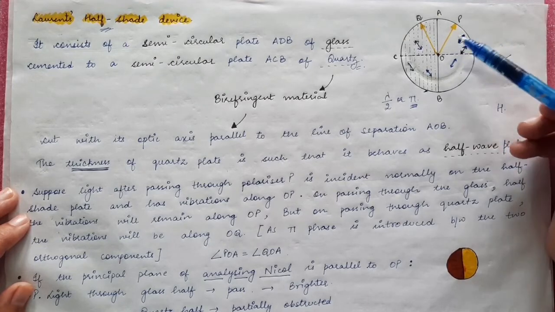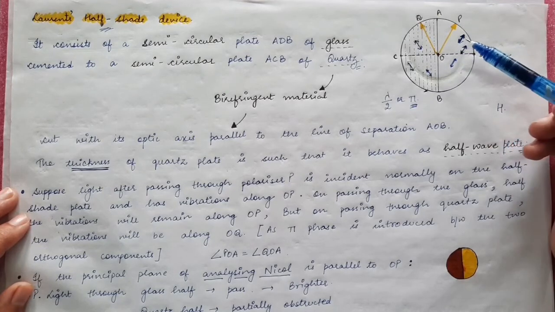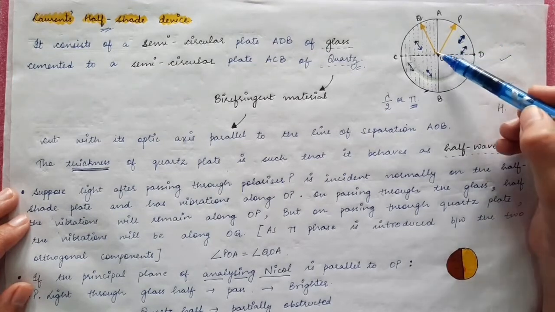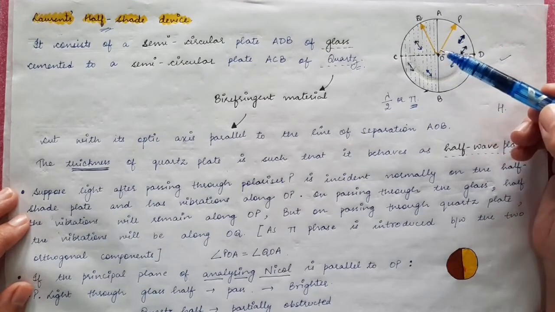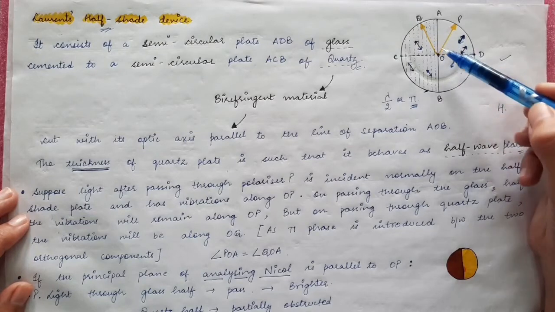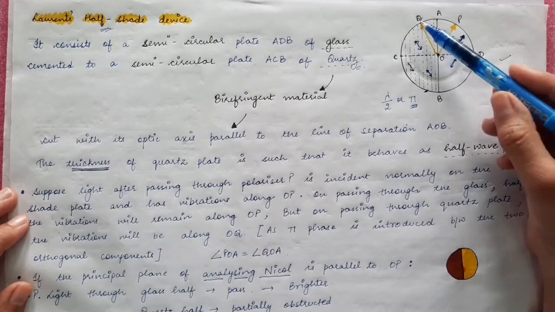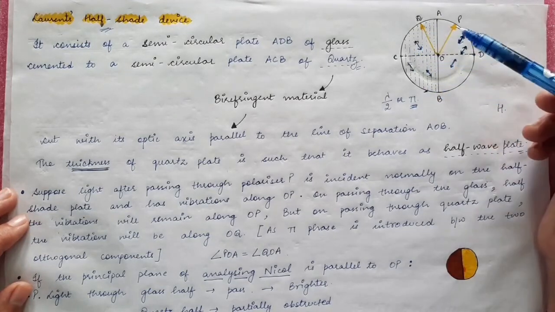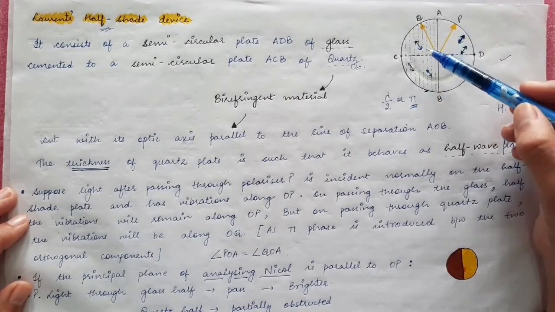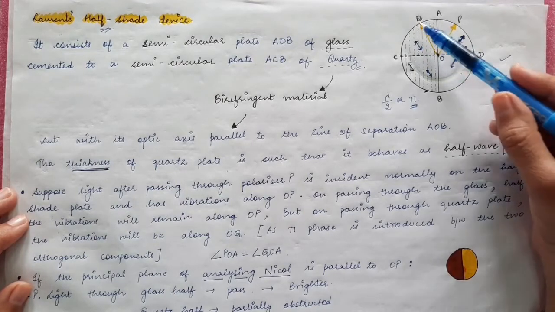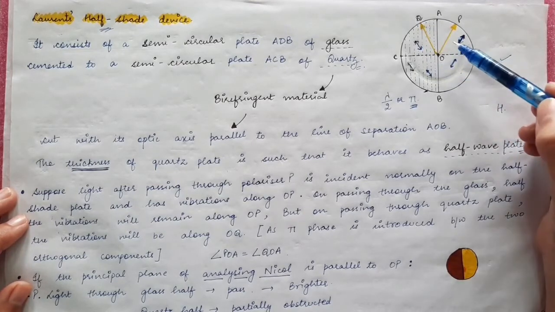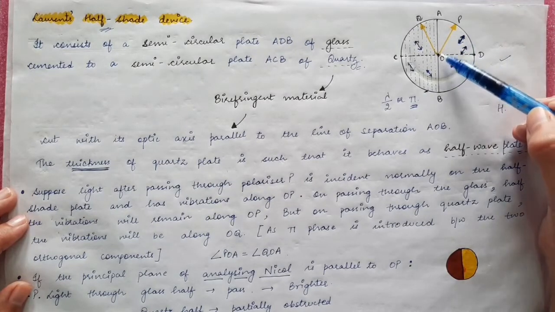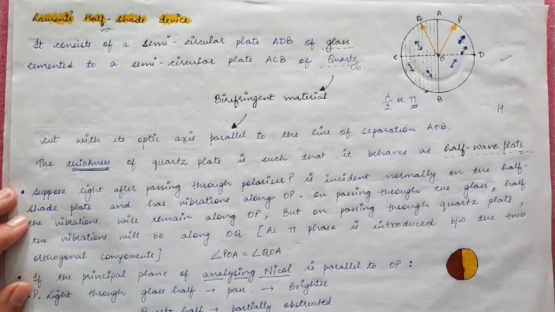So now we have two types of light rays. One is polarized in this direction, and another is the light which is coming out of the quartz wave plate, which has the vibrations in this direction. So all the light rays which are emerging out of the quartz plate will have vibrations in the direction OQ, and the other light rays which are emerging out of the glass plate will have the vibration of electric field in the direction of OP.